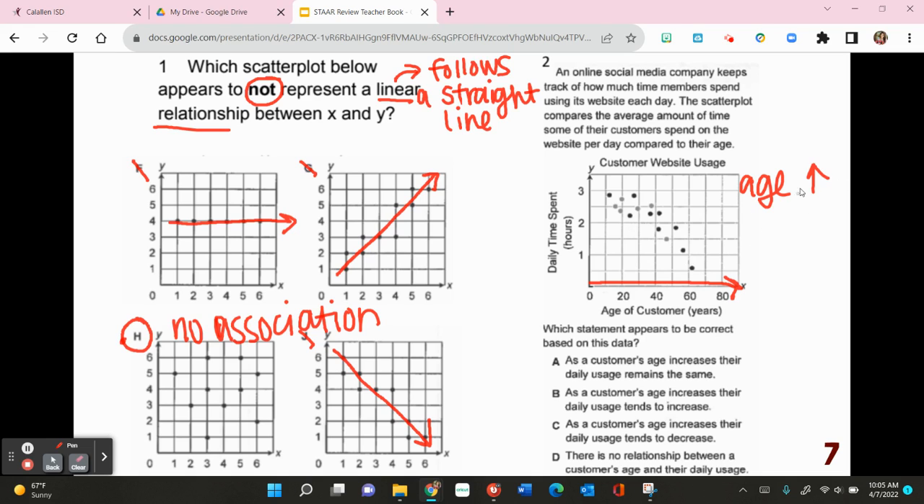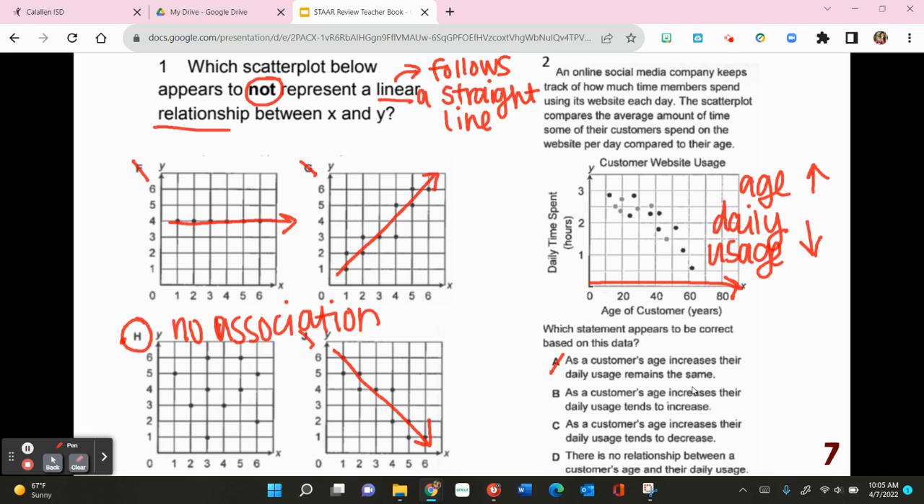So again here, as we see the age increase, the daily usage on this website decreases. So looking at our answer choices, it says as a customer's age increases, their daily usage remains the same. So here, this would mean it would look like a graph like F, to where no matter how much it increases, it's staying the same. A is not my answer.